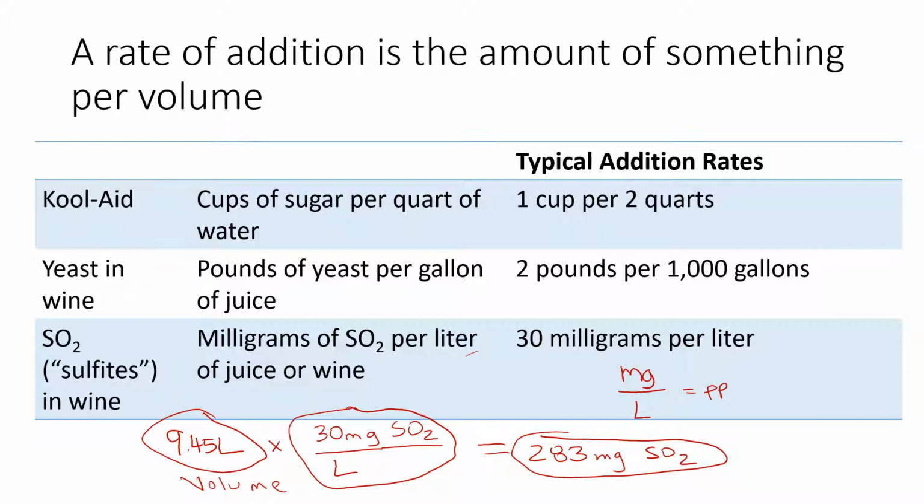If you have a rate of addition, you can use that to figure out how much to add to any volume. If instead of 9.45 liters we had 10 liters and our rate of addition was 30 milligrams per liter, it'd be 300 milligrams total addition. So please get comfortable with addition rates. It's really important. It'll be important with yeast additions, with sulfite additions, with acid additions. There are a lot of things we add to wine, and knowing and being comfortable with addition rates is really important. Okay, gang, thanks so much for watching, and I'll see you in class and in the next video.